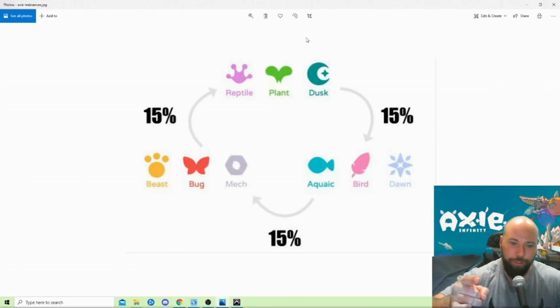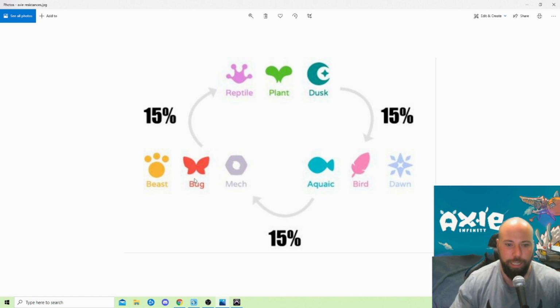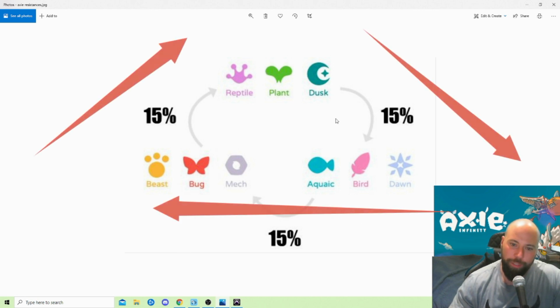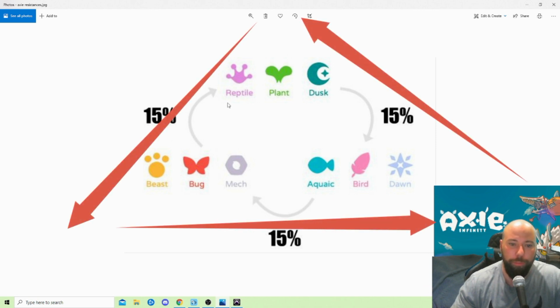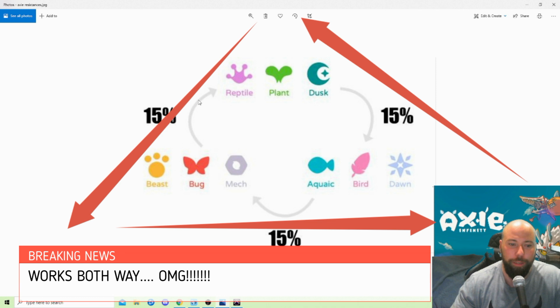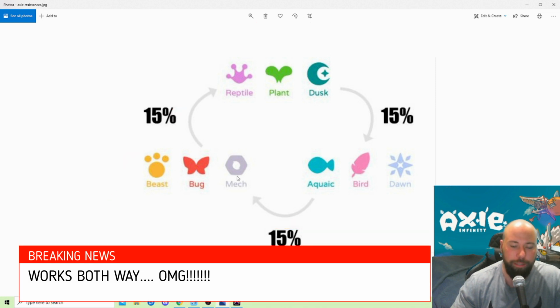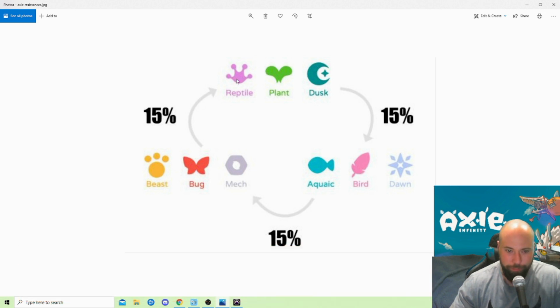All right, guys, this is the flowchart that I was talking about. As you can see here, it has our 9 classes. Now, everything going in this direction does more damage to the thing in front of it. So Beast, Bug, and Mech do more damage by 15% to Reptile, Plant, Dusk, and so on and so forth. Now, if you flip the script and go the other way around, it works as defense as well. So Reptile, Plant, and Dusk do 15% less damage to Beast, Bug, and Mech, right? And vice versa. So a Beast will always have the advantage against a Reptile in terms of attacking and defending. Yeah? Hopefully that makes sense.